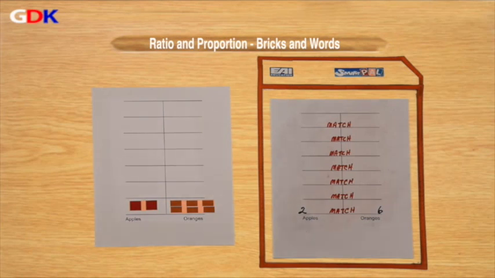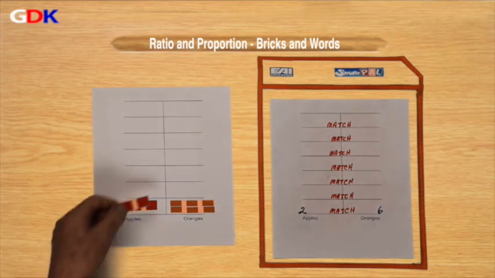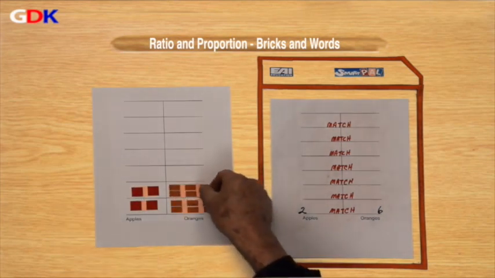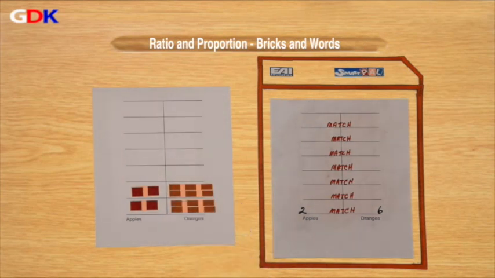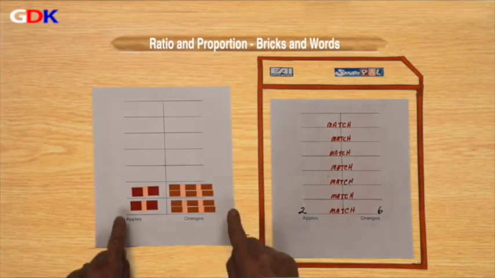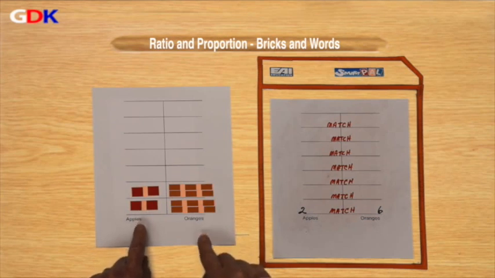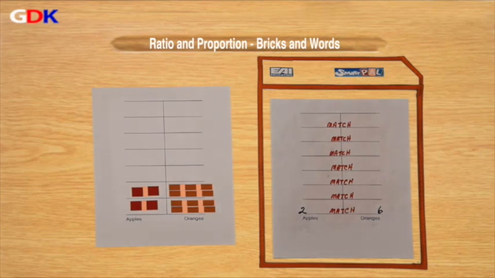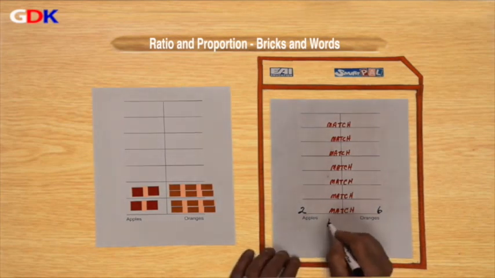Let's get another set of apples and oranges. So we're going to have a set of 2 apples and another set of 6 oranges. So now we have 2 sets of 2 apples and 6 oranges. We have one here and we have one here. But another way of looking at this is that we actually have a total of 4 apples and a total of 12 oranges.